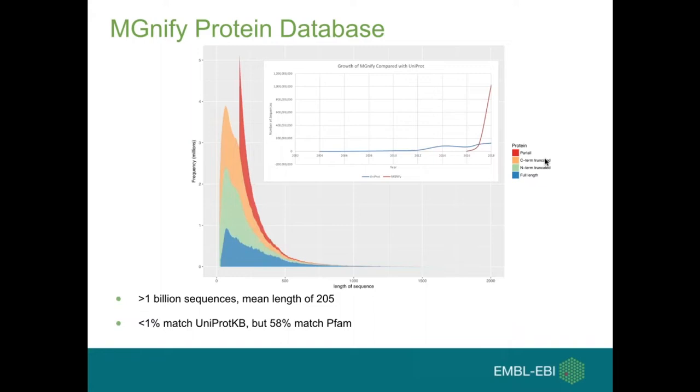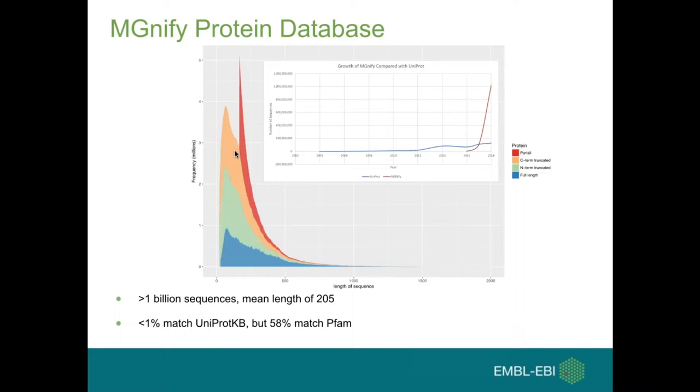Because metagenomics doesn't require culturing of an organism before sequencing, it's giving us access to a much wider and more diverse range of sequences. And if we want to annotate those, we need very fast and sensitive tools. In the other graph, you'll see four different colors. That shows that whilst metagenomics can lead to some fragments, as shown by that red peak, there are lots of sequences that are full length, the blue area, and near-complete sequences, the green and orange. That's the breakdown of that 1.5 billion sequences.